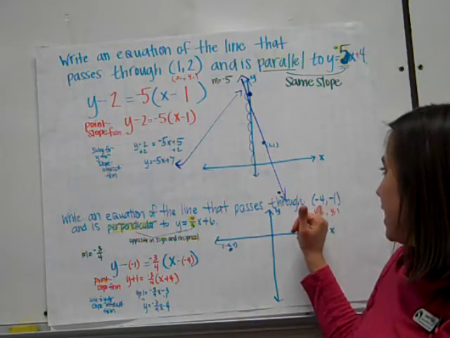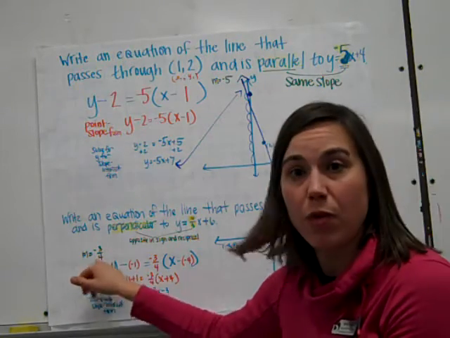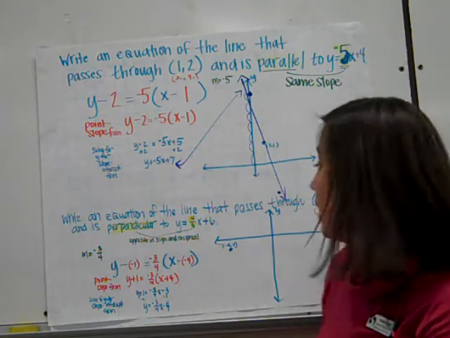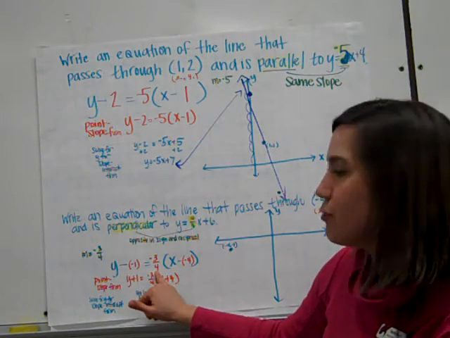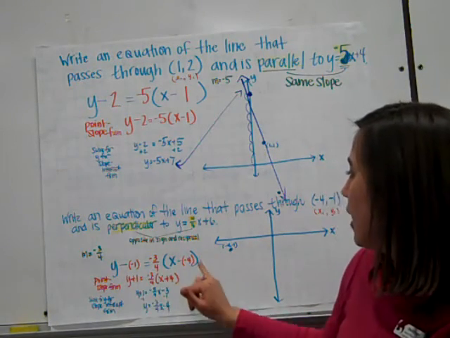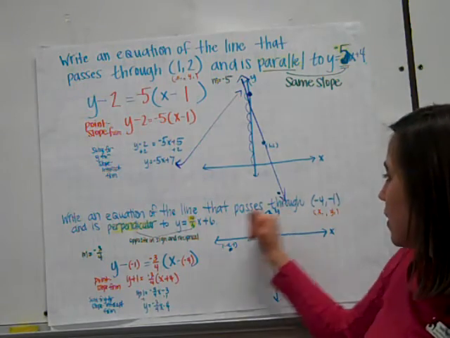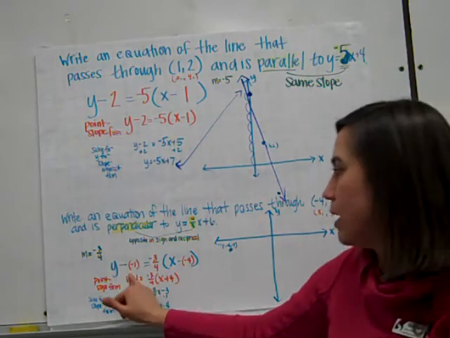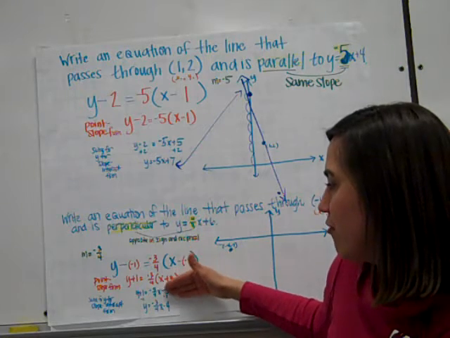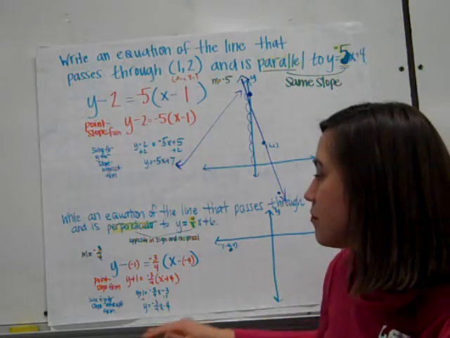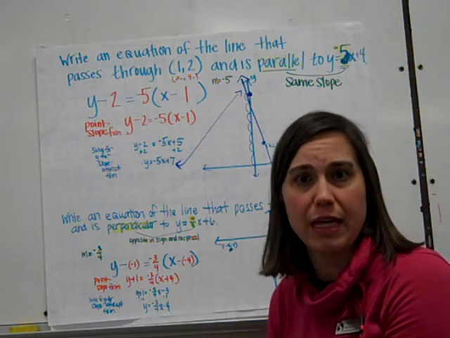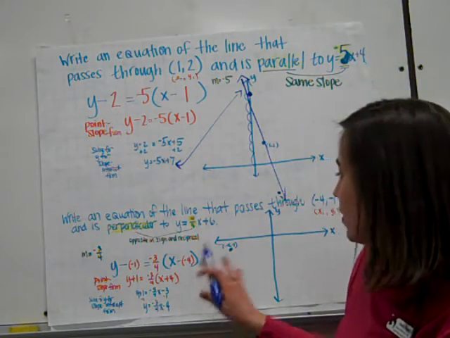Because I have a point, (-4, -1), and a slope, I'm going to use point slope form. And when I do that, I'm going to plug -3/4 in here. I'm going to plug in my -4 and -1 into point slope form. I would simplify and solve for y. This would now put my equation in slope-intercept form. I'm going to go ahead and check my work.